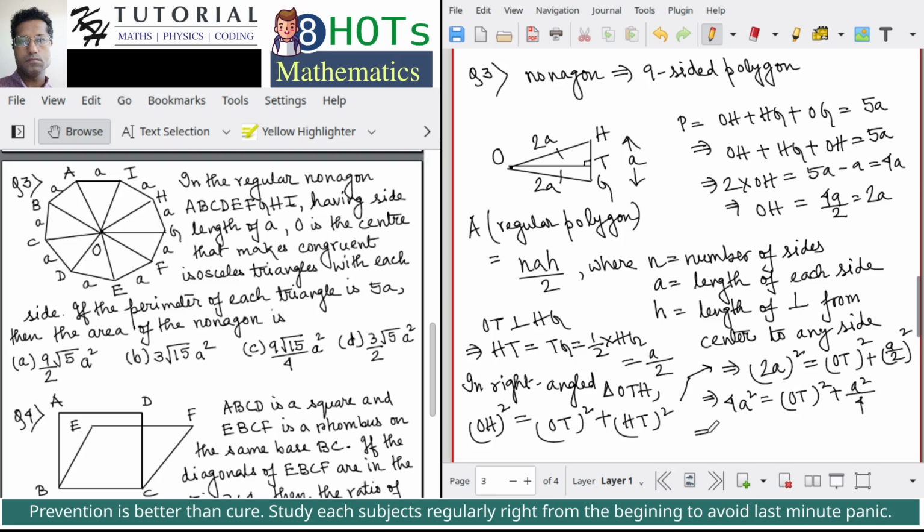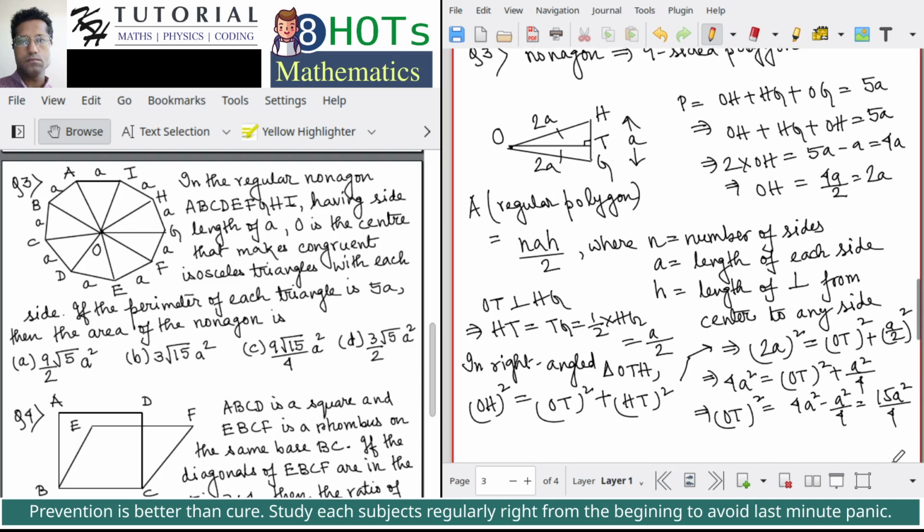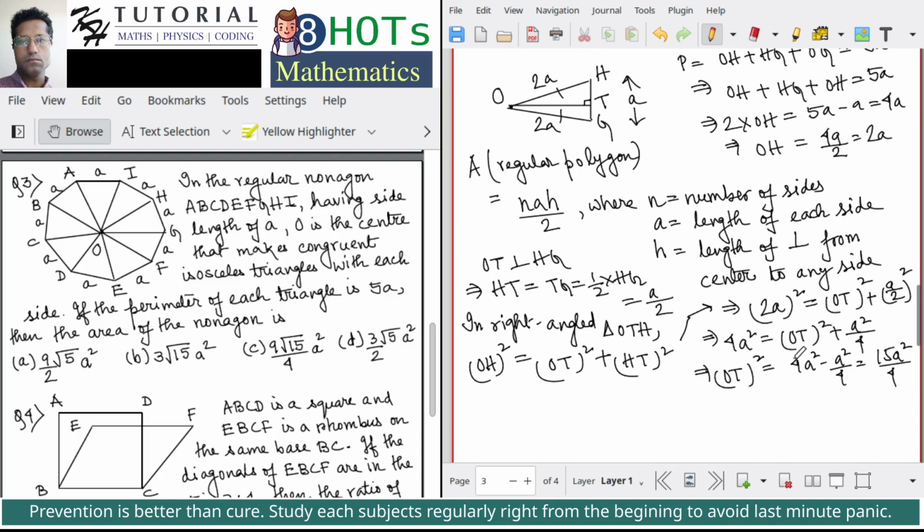So this implies OT square is equal to 4A square minus A square by 4. After simplification, this is 15A square by 4. So the square of the perpendicular from the center O to any side is 15A square by 4. So this implies OT, which is equal to h, the length of the perpendicular from the center to any side, is equal to the square root of 15A square by 4, which is equal to A by 2 multiplied by square root of 15.